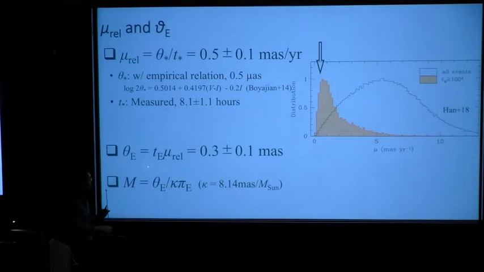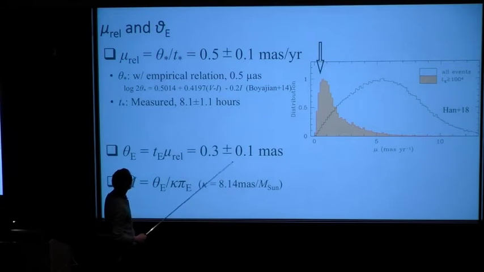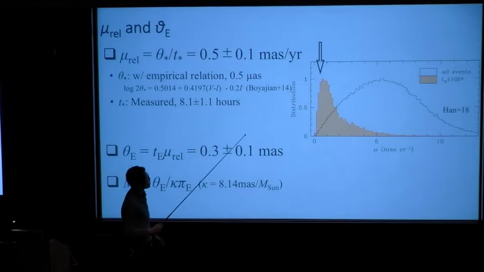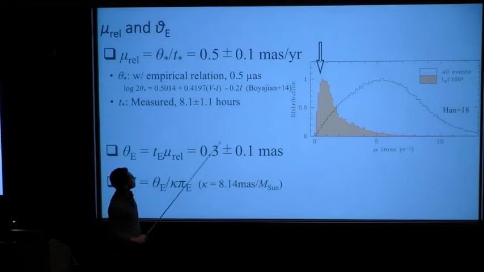So using these values, we can estimate the mu rel, the relative lens-source proper motion, which is theta star divided by t star. So t star is, as I said, measured as 8 hours, and theta star, the angular source size, can be estimated with the empirical relation using this equation. So we found mu rel is 0.5 milliarcsecond per year. This is relatively small, short compared to the typical event.